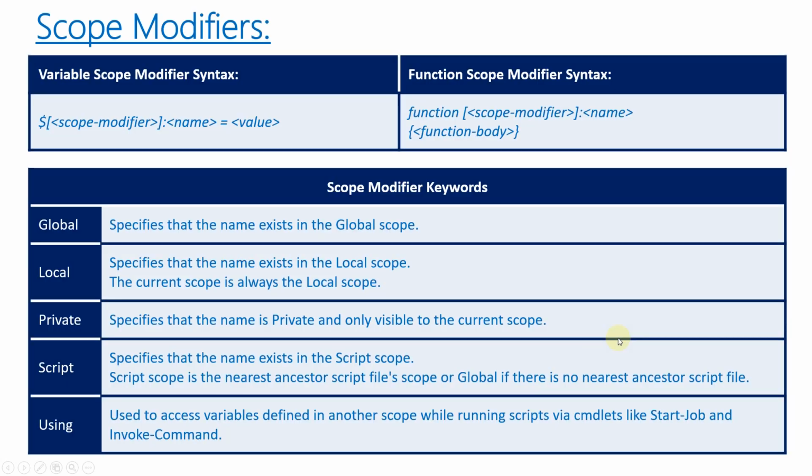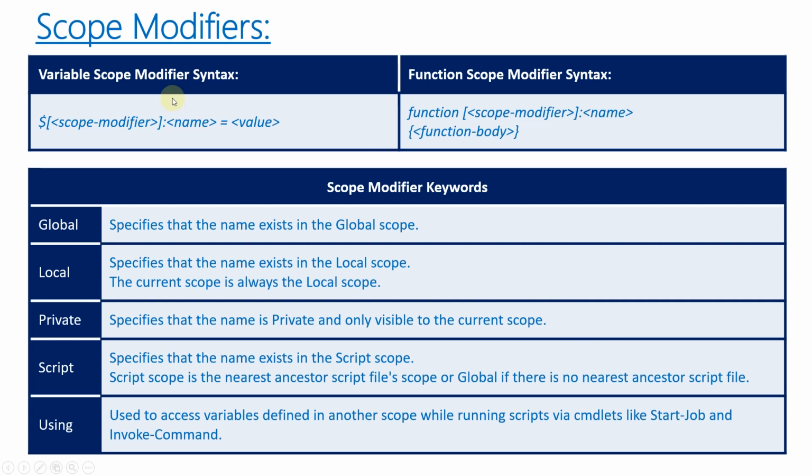In PowerShell, we have one concept called scope modifiers. When we execute a PowerShell script, there are some automatic scopes which will be created, like global, local or script scope. We have the option to use the scope modifier keywords to specify a different scope.